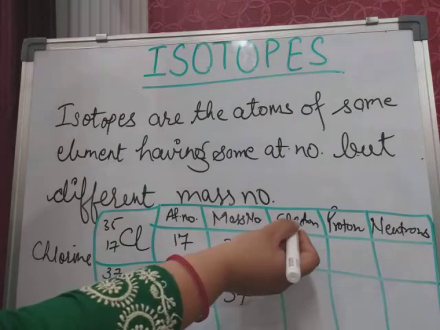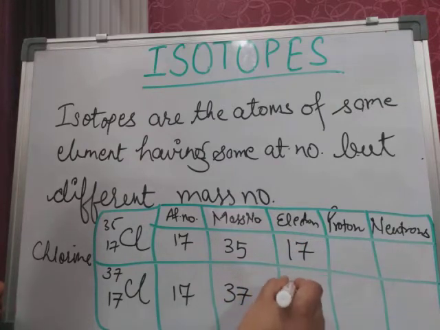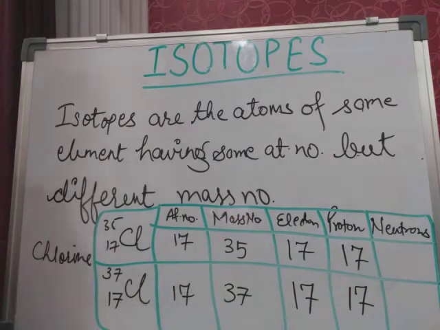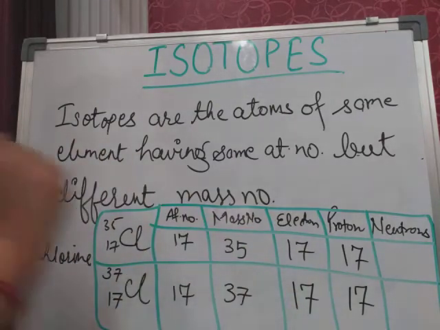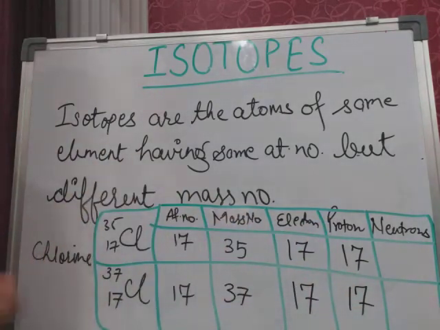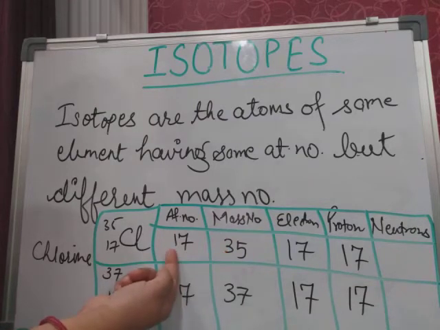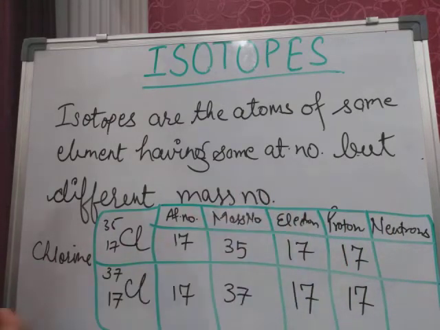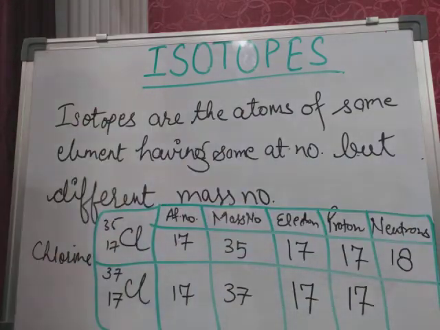Now if we talk about electrons, if their atomic numbers are the same, it means they will have the same number of electrons and the same number of protons also. See, everything is the same. Atomic numbers are 17. Both have equal electrons, that is 17, and protons also 17. But if we calculate the number of neutrons, mass number is equal to the number of protons plus neutrons. If the mass number is 35 and the number of protons is 17, this isotope has 18 neutrons.